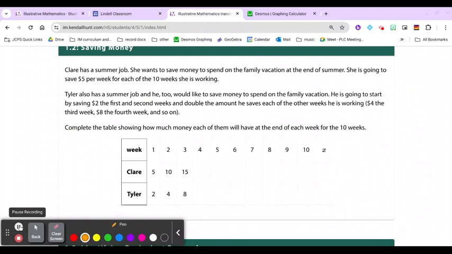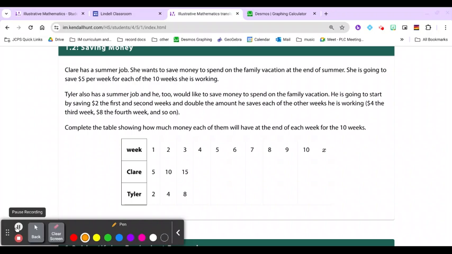Now, I'm not sure if both Claire and Tyler have realistic expectations for how much money they're going to save on their summer job. But Claire plans to save $5 per week, and she's working for 10 weeks. Tyler wants to save $2 the first and second weeks, and then double how much he saves each week. So $4 in the third week and $8 in the fourth week.